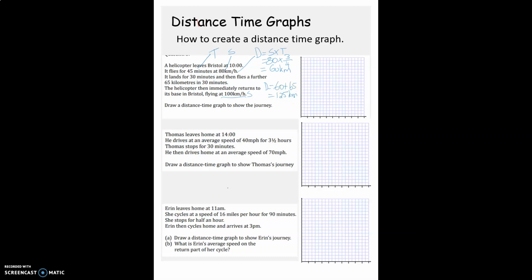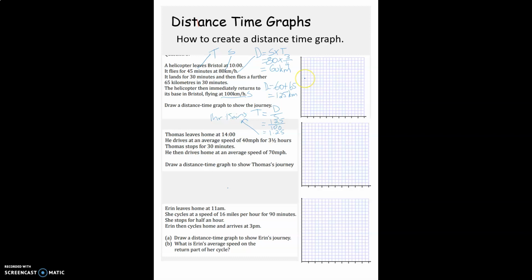So we need to work out, well, how long is that going to take? So we need to find the time. So time equals distance over speed, which will be 125 over 100, which will give us 1.25, or 1 hour and 15 minutes. We then need to graph this.